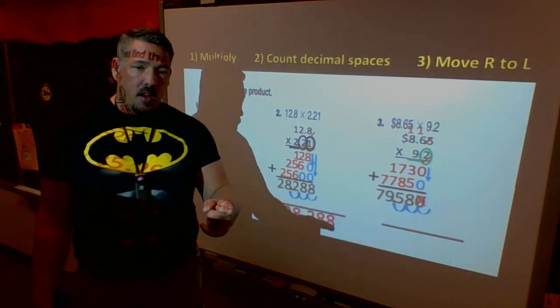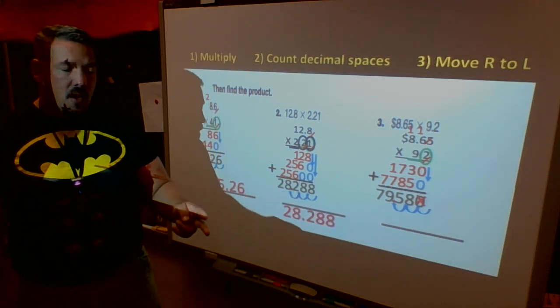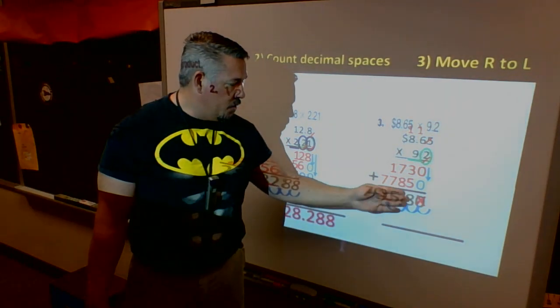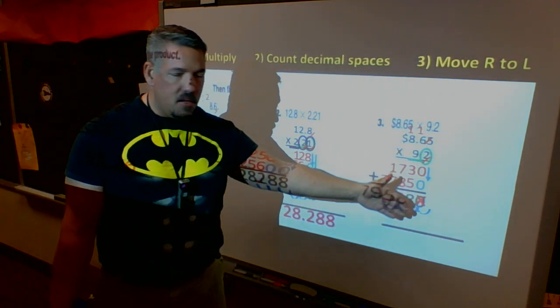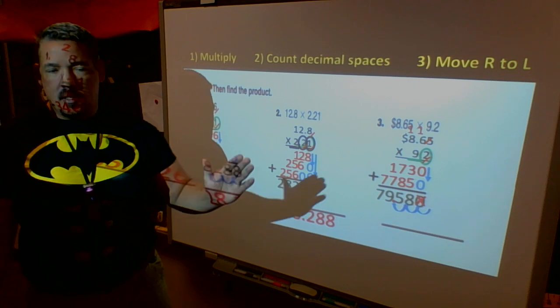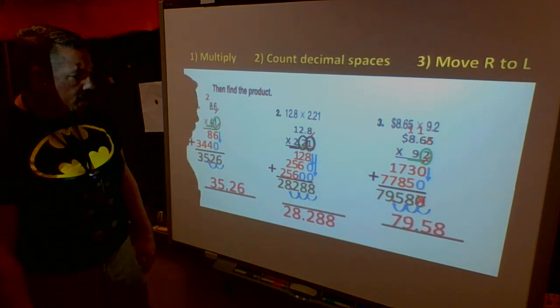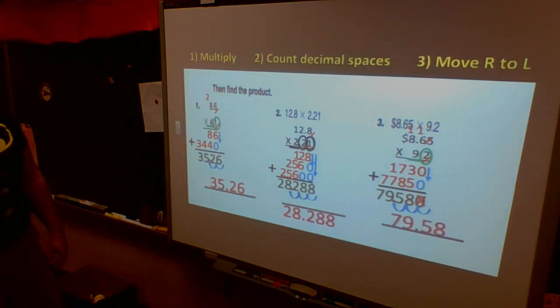Now, it's money and there's an extra 0 at the end. So I can only have 2 decimal spaces when it comes to money. If it wasn't money, I still wouldn't have that 0 at the end because it's not a proper number. So I'd have $79.58.